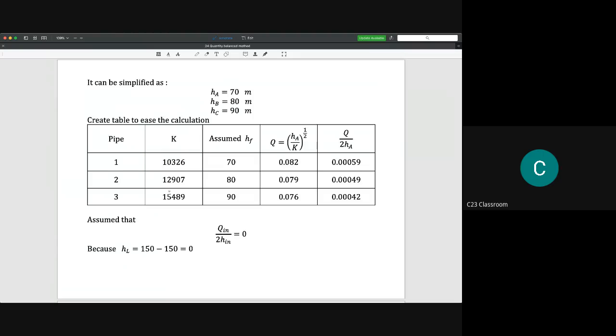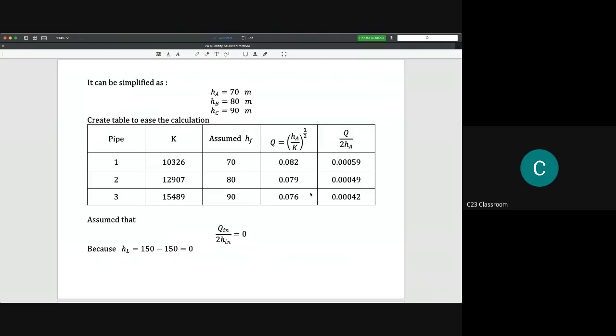10,326, 12,000, and 50,000. And then this is the value of HF. So we calculated previously, and we show as HA, HB, and HC. So we put it here, 70, 80, and 90. And then we could calculate the value of Q, which is the square root of HA over K, and also we could calculate the Q over 2 HA as this one.